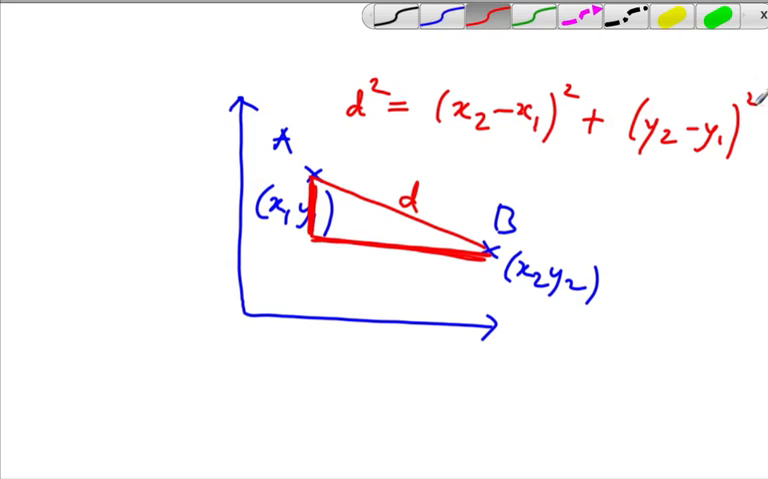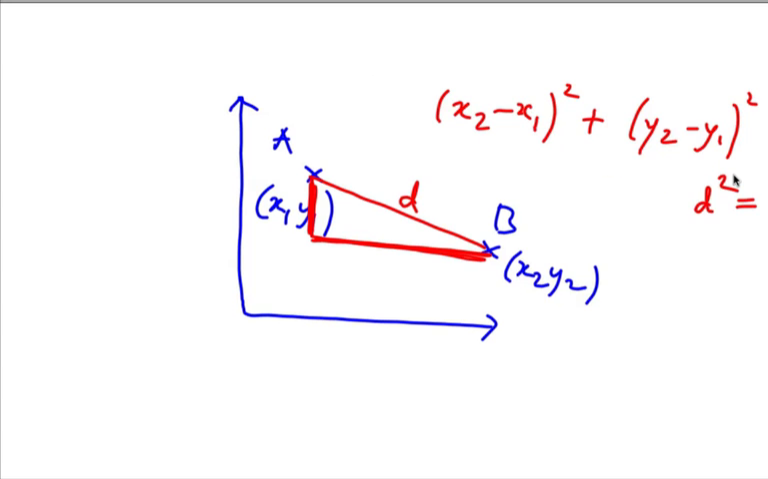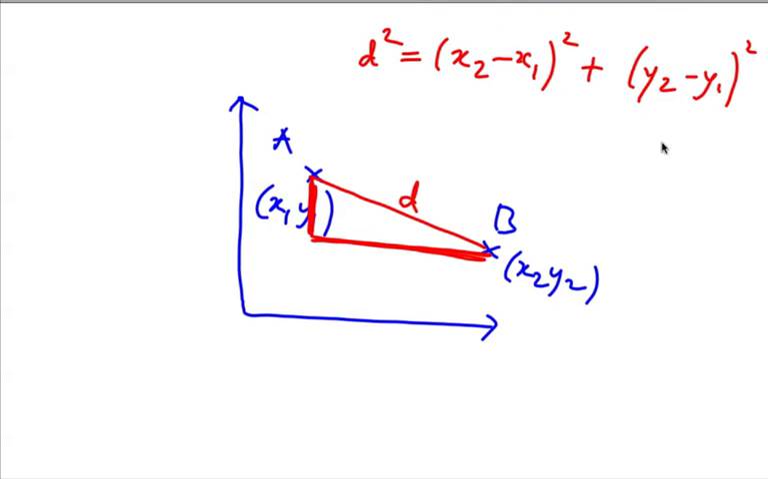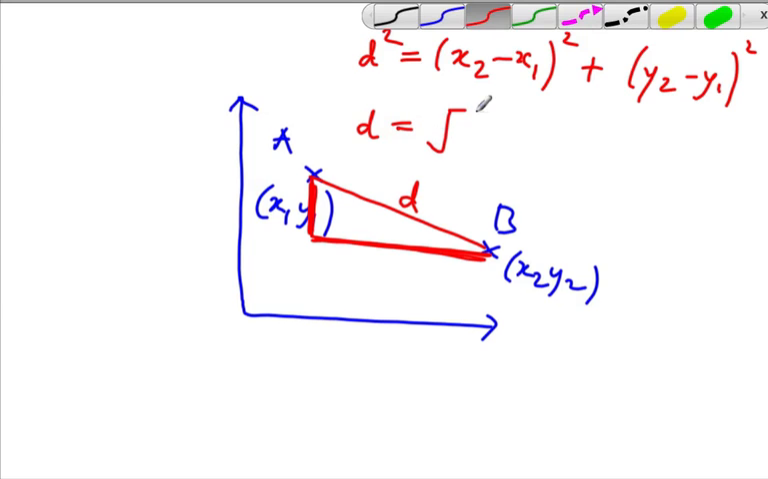Pythagoras, h squared equals a squared plus b squared. It's just the right angle triangle thing, very straightforward. And notice that I've written x2 minus x1, whereas the official formula, in the book, says d equals the square root of x1 minus x2 squared plus y1 minus y2 squared.